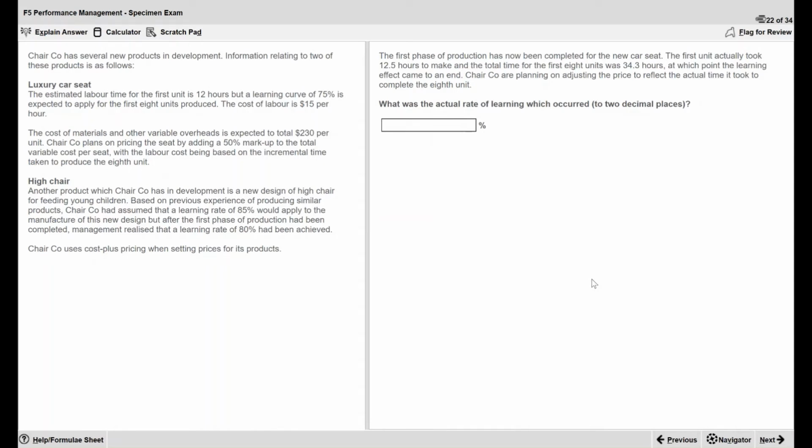So remember, the only thing they're asking is what is the rate of learning, because total time for 8 units is given, which means the outputs are doubling. We could use the tabular method, which is the easiest one.